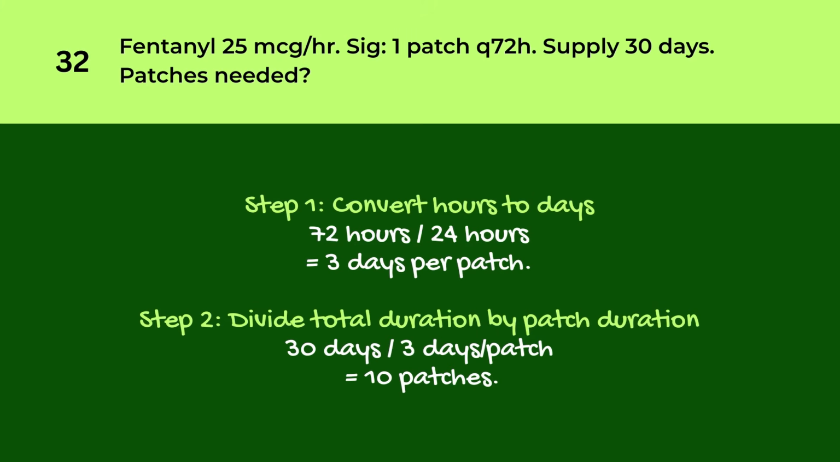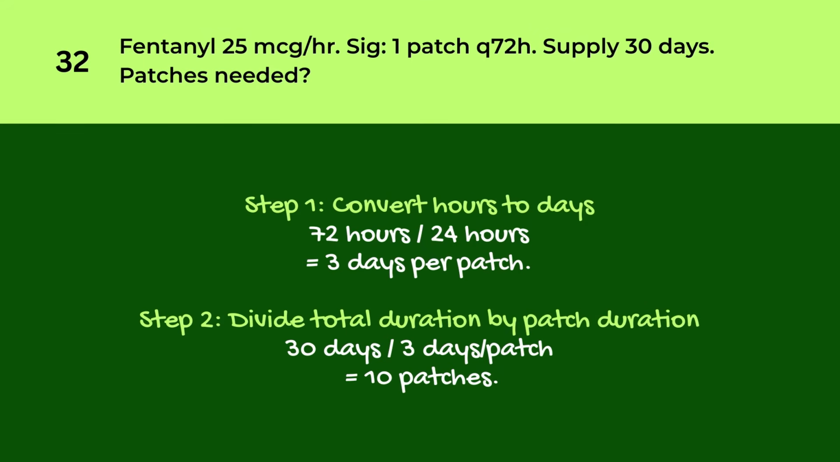To solve this, we first need to convert the hours into days. The standard duration for a fentanyl patch is 72 hours. Since there are 24 hours in a day, 72 divided by 24 tells us that 1 patch lasts exactly 3 days. Step 2 is simple division.